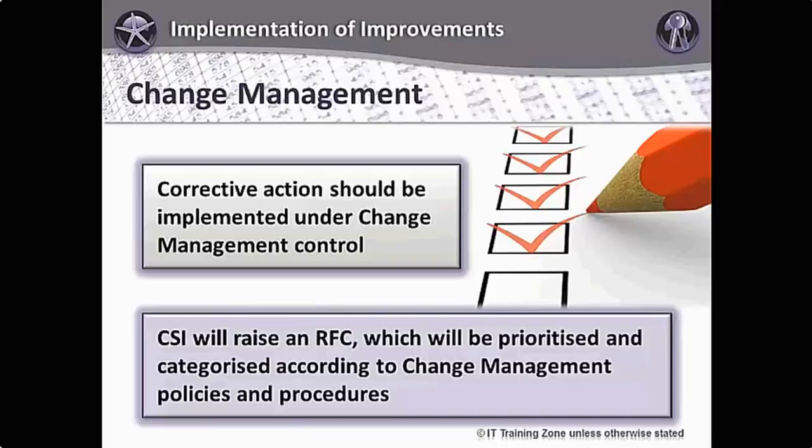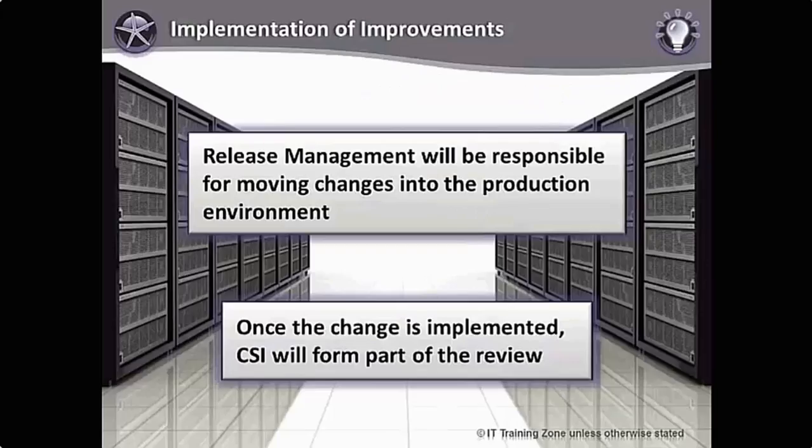If continual service improvement has determined that an improvement is needed, it will raise a request for change. This request for change must be submitted to change management and will be dealt with like any other type of change, including being prioritized and categorized according to policies and procedures defined in the change management process. Release management, as part of service transition, is responsible for moving changes into the production environment. Once the change is implemented, continual service improvement will form part of the review to assess the success or failure of the change.